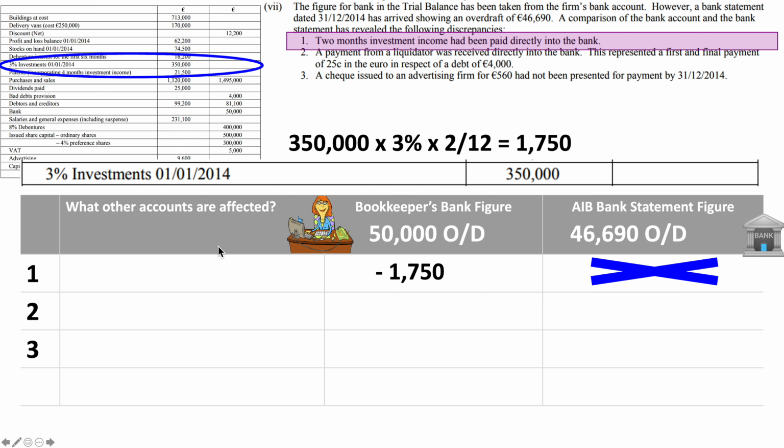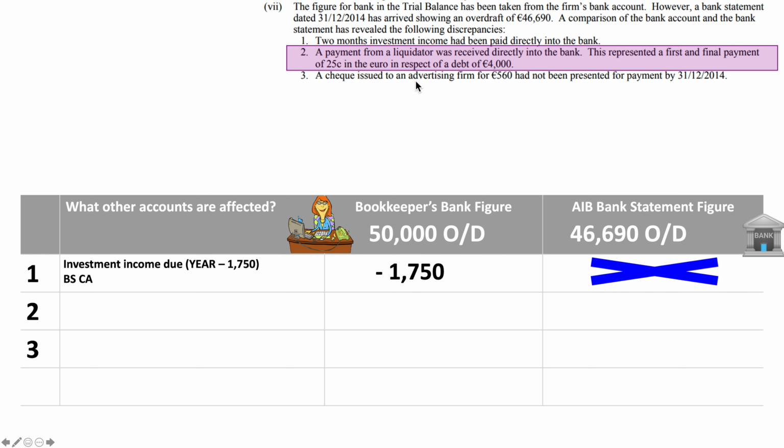And we'll have to record that as investment income received. That's going to help us determine how much investment income is due at the end of the year. So you'll have the investment income for the year minus 1,750, and that will be recorded in the balance sheet in the current assets.